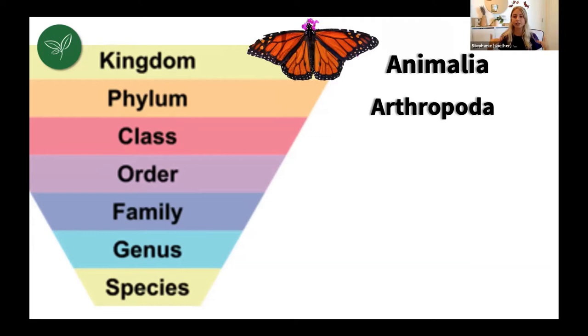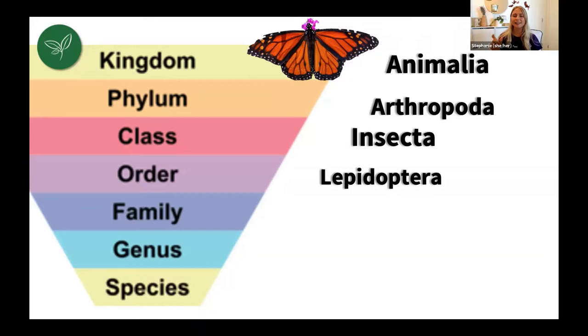The class is Insecta, so insects. What makes an insect an insect? It has three body parts. So the head, thorax, and abdomen. It has six legs, so three pairs of legs. It has compound eyes and a pair of antenna. The order is Lepidoptera. Lepidoptera is the order that contains butterflies and moths in it. So both butterflies and moths.